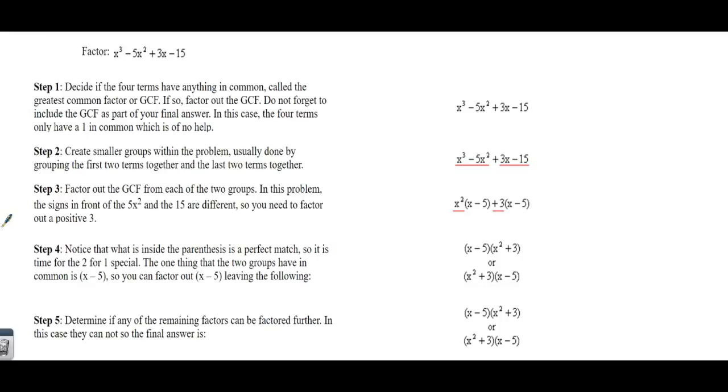Basically, this is a little bit more complicated than the simple factoring that we used to do. We have 4 terms, and we're going to factor them by grouping. That means we're going to divide them into 2 groups. So first, look at the problem and decide, does any of my 4 terms have anything in common? Do they have a greatest common factor?